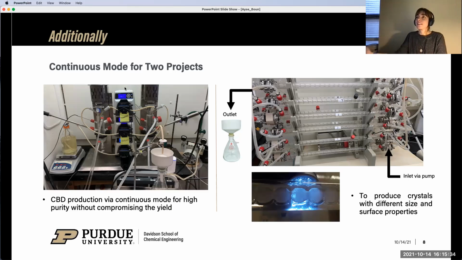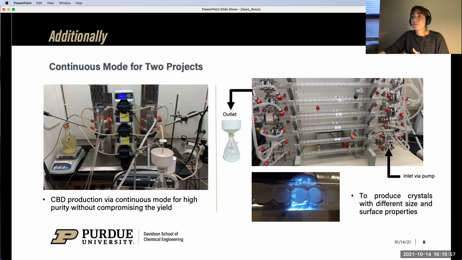So okay, and the other, just to show you what I worked on, the other systems are continuous crystallization systems. So here you see 2 crystallizers connected via pumps and tubing. Here I worked on continuous crystallization of CBT for Mike Tyson.